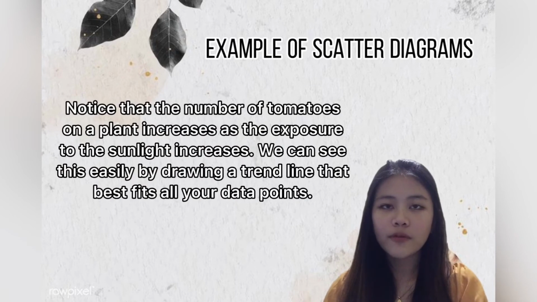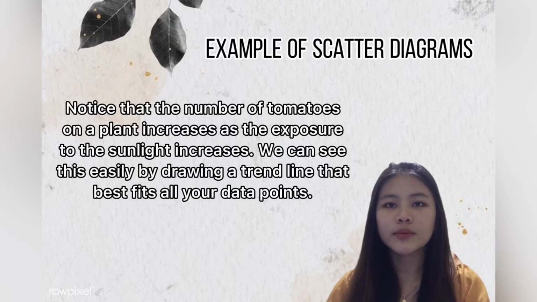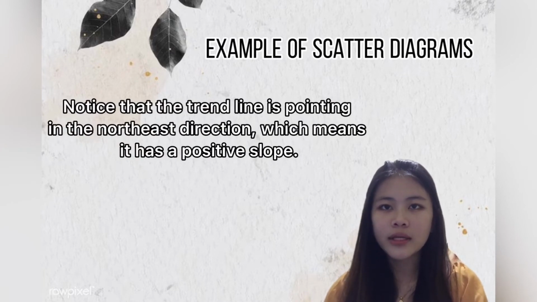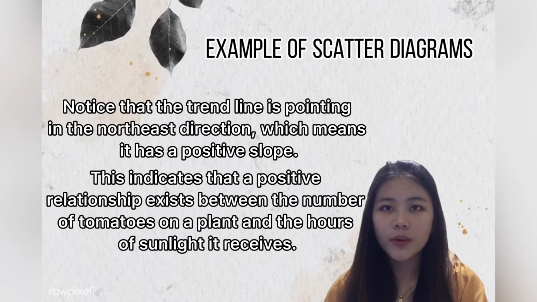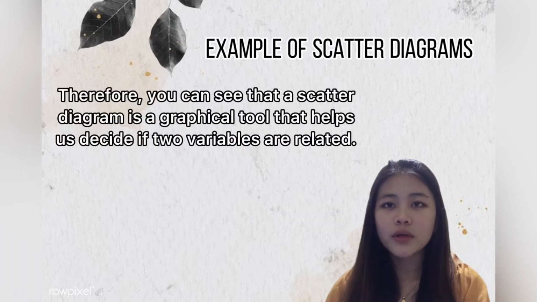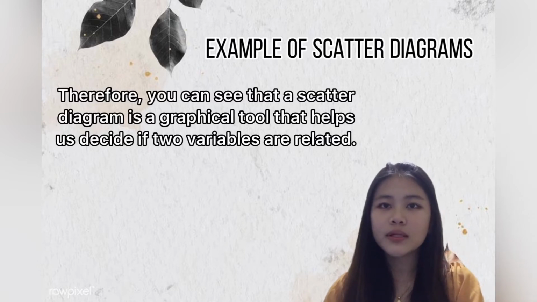Notice that the number of tomatoes on a plant increases as the exposure to the sunlight increases. We can see this easily by drawing a trend line that best fits all your data points. Notice that the trend line is pointing in the northeast direction, which means it has a positive slope. This indicates that a positive relationship exists between the number of tomatoes on a plant and the hours of sunlight it receives. Therefore, you can see that a scatter diagram is a graphical tool that helps us decide if two variables are related.